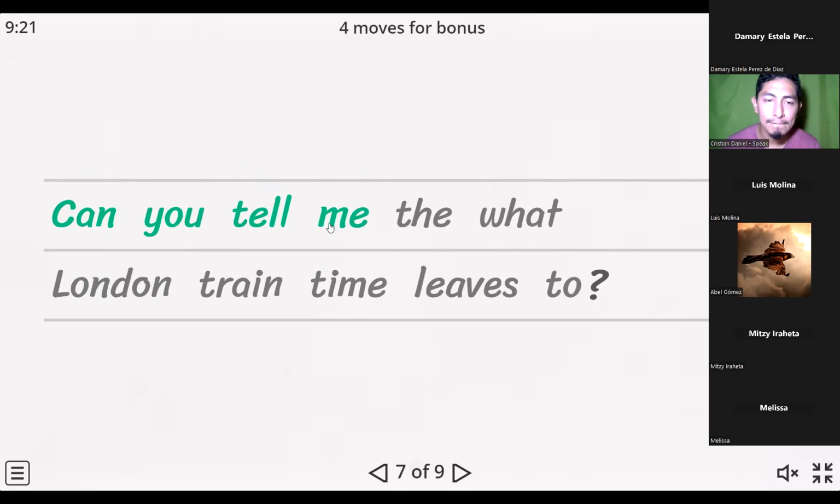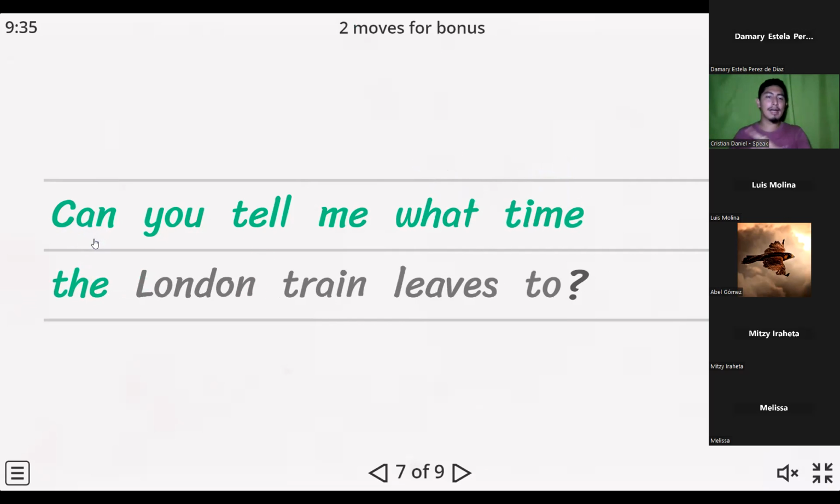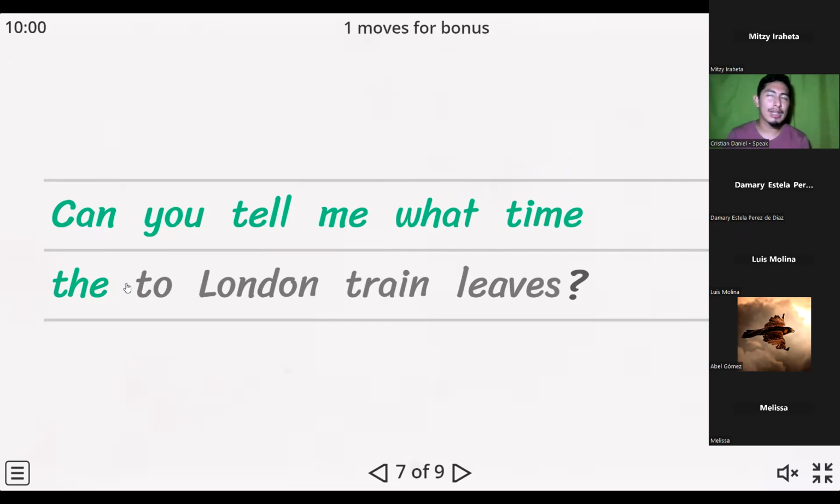Can you tell me what time the train to London leaves? Let's see. Can you tell me what time there? What time does the train to London leave? Oh, can you repeat again? What time there? The train to London leaves.